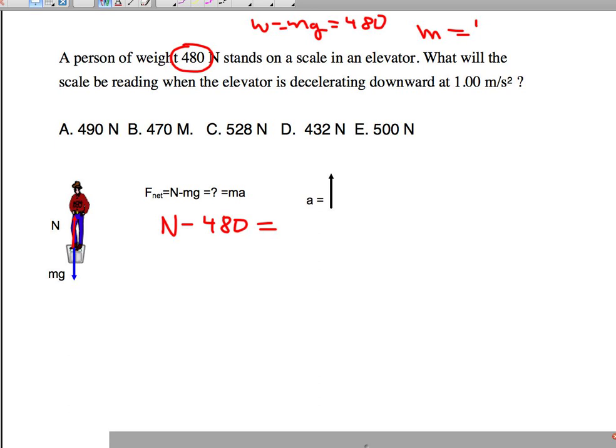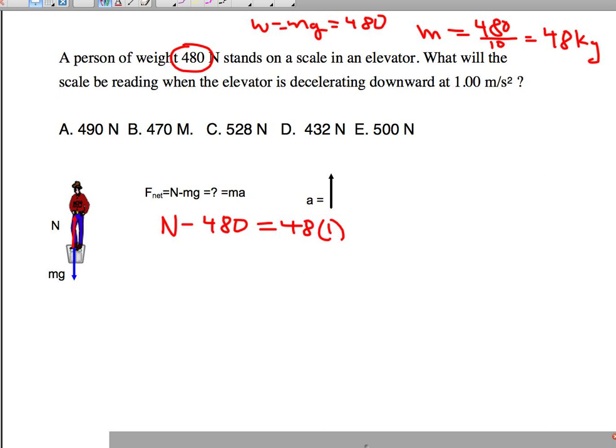So N minus the weight equals m, which is 48, times the acceleration. Decelerating downward means a positive acceleration of 1 meter per second squared upward. And so therefore we can see that the normal force is going to equal 480 plus 48. Now this is the reading of the elevator.